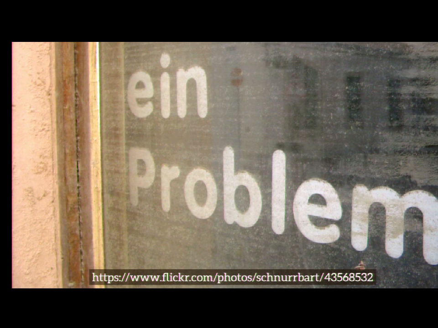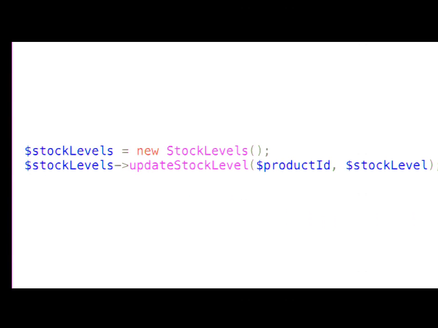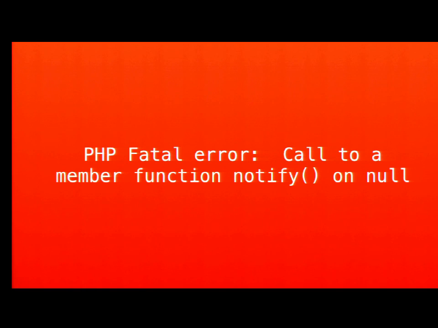There's a problem with this, which is if we do this. We're creating a new stock levels object from the class, and then we're updating the stock levels. But we've forgotten that if we're using setter injection, we also need to call that setter method to give it the notifier. So if we run that without making other changes to the class, we're going to find that we've got a null object. The problem with setter injection is that you can create an object from a class in an inconsistent way, so that it can then fail in use. If we used constructor injection, we wouldn't have got into that situation.